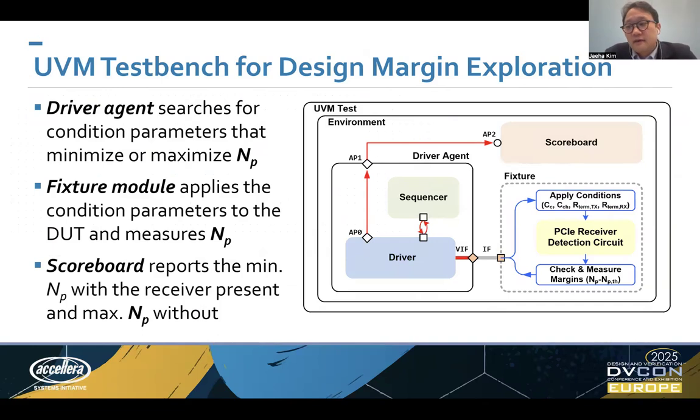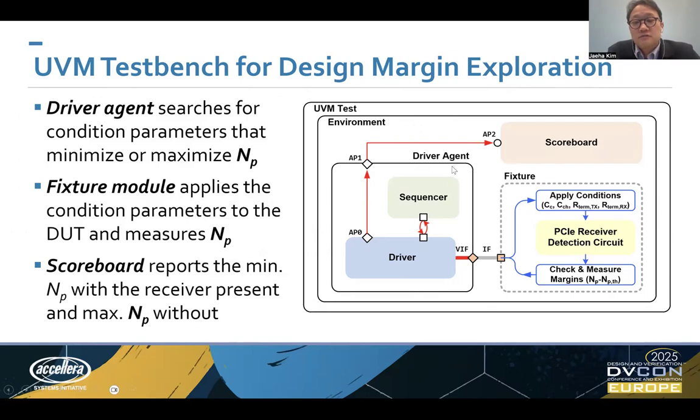Now that we have taken care of the problem of modeling this RX detection circuit in SystemVerilog, next is to build a UVM test bench that can explore the design margin of that circuit. The UVM test bench that we're going to present has three major parts: the driver agent, the fixture, and the scoreboard. The driver agent searches for the condition parameter values, namely the coupling capacitance CC, the channel capacitance CCH, and the termination resistances R term TX and R term RX, that try to either minimize or maximize NP, depending on whether the RX is present or not.